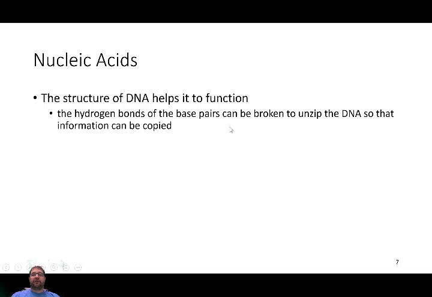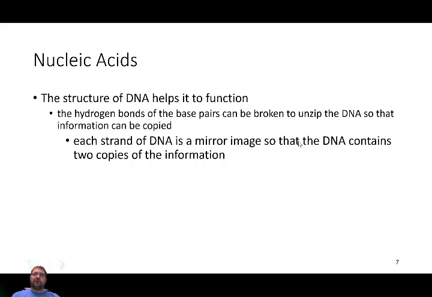In fact, there's a single enzyme that we use to break those hydrogen bonds. It's called helicase. And it comes in and it breaks the hydrogen bonds between A and T, C and G, and it unzips the DNA so it can be copied.